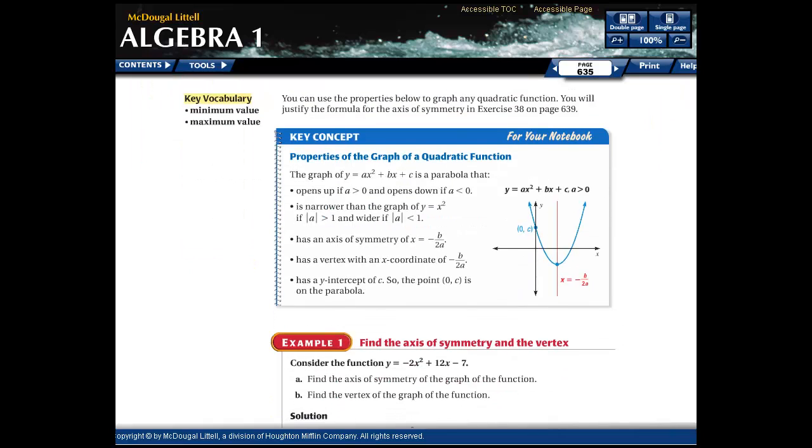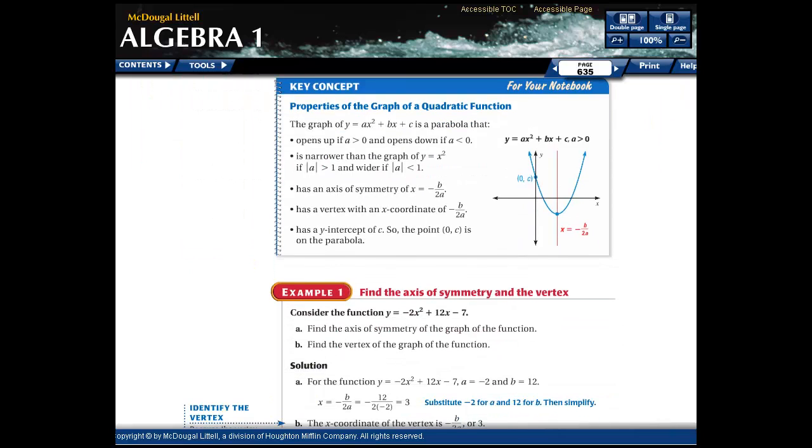All right, properties of the graph of a quadratic function. Just like you knew before, if a, the number in front of the x squared, is greater than 0, it's going to open up. If it is negative, it will go down. The bigger the number is here, the more narrow the parabola. If it is a fraction, like 1/2 or 1/8, it's going to end up being a wide parabola. It just means it happens slower.